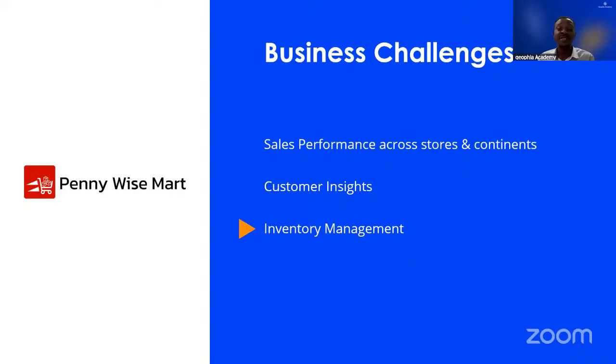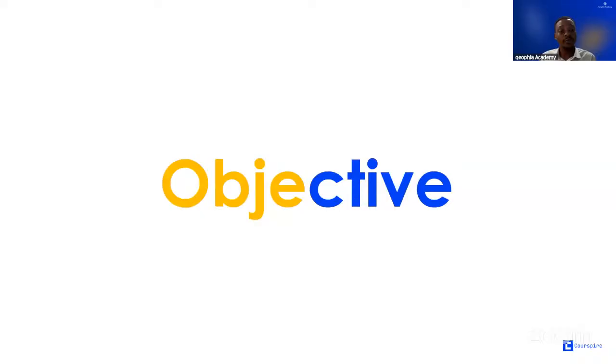So first of all, they drafted out some objectives. What is their objective? Pennywise is looking to leverage data analytics to drive business decisions, improve customer satisfaction, and increase profitability. By utilizing basic analytical techniques, the company aimed to enhance its operational efficiency and gain a competitive advantage over their competitors. Simple and straight to the point.